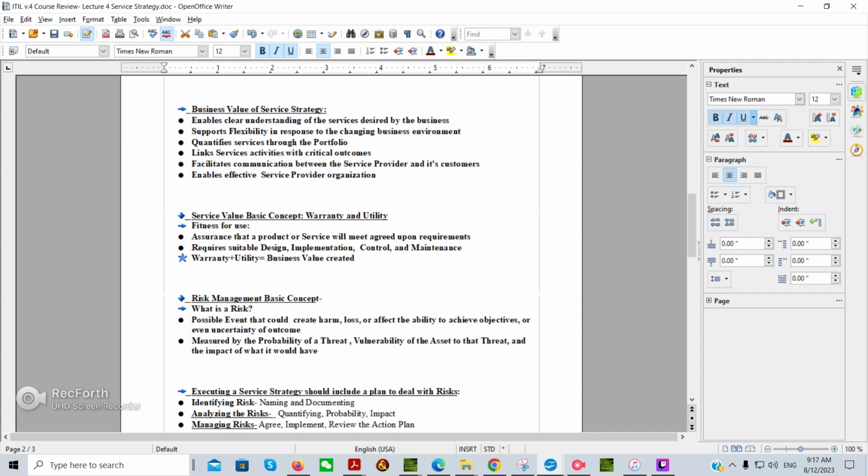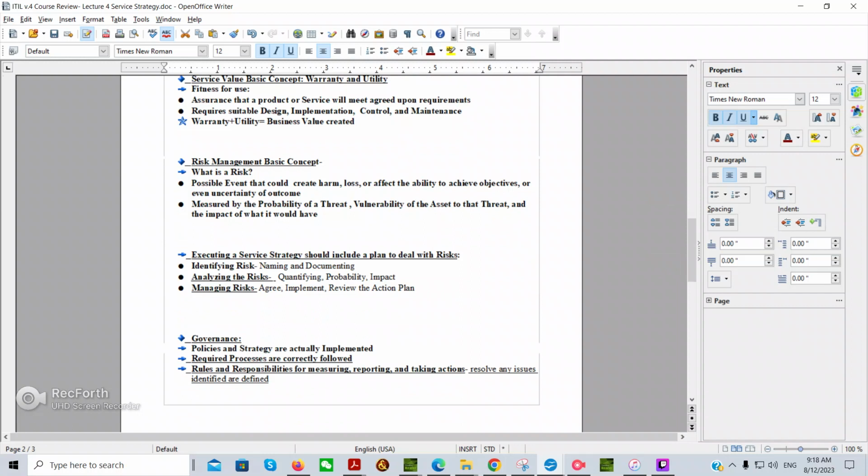Now, in terms of risk management as a basic concept, we have this idea of what a risk is in terms of the ITIL, and that's the possible event that it could create harm, loss, or affect the ability to achieve objectives or even uncertainty of outcome. It's also measured by the probability of a threat, vulnerability of the asset to that threat, and the impact of what it would have, of course, at the time.